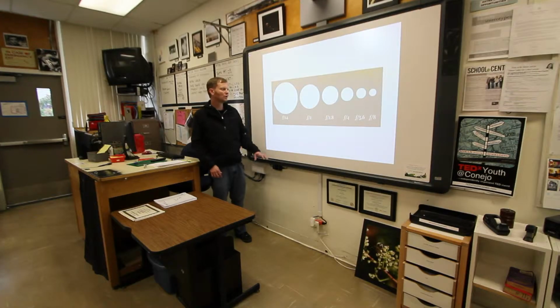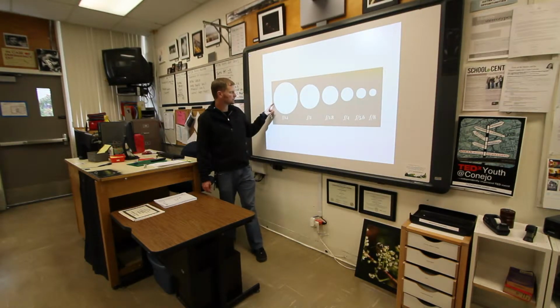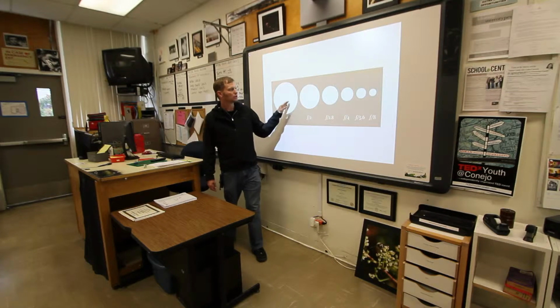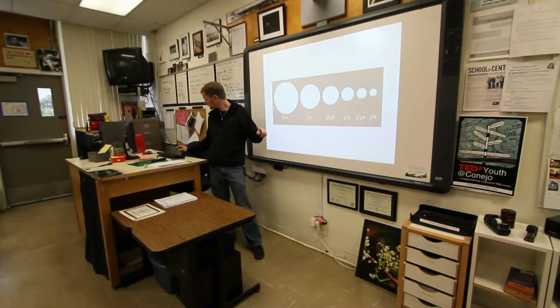I got it. So here we have a diagram of the apertures, and you notice that the number gets smaller as the aperture gets bigger. That seems kind of strange, but remember, these are fractions.